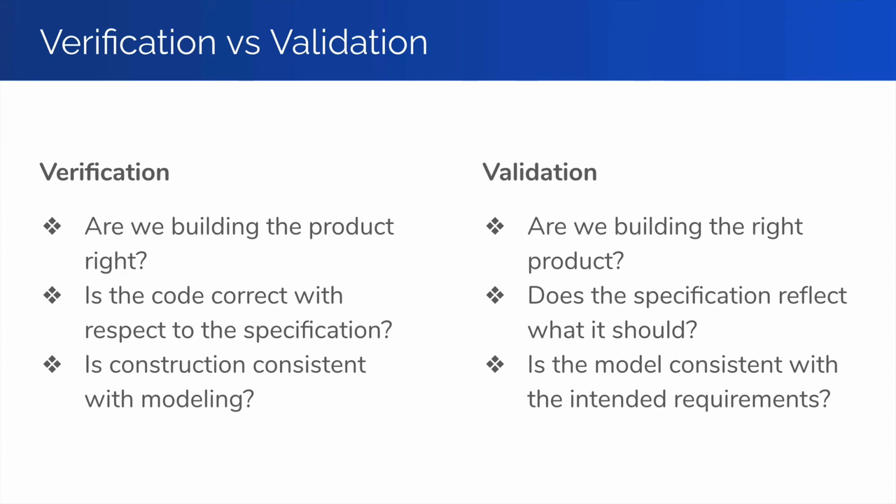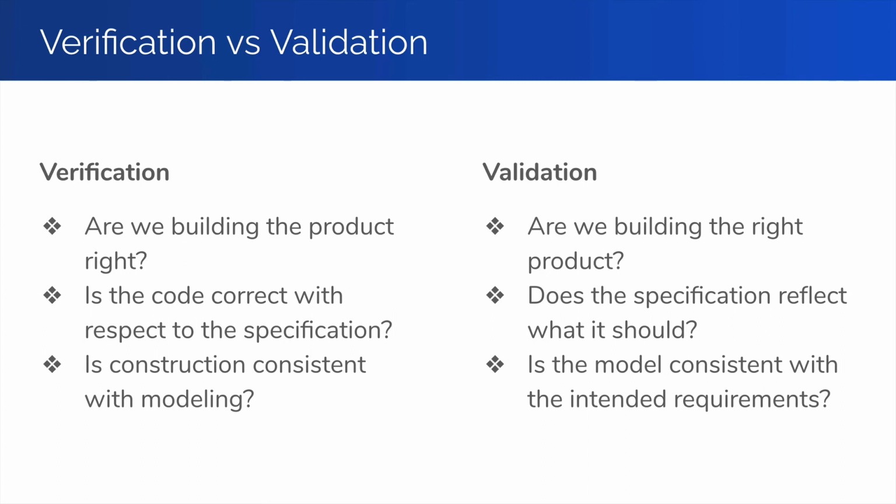A quick way of distinguishing between verification and validation is by saying that verification tells you if you are building the product right, and validation tells you if you're building the right product. Okay, so in other words, for verification, are you building the product right? Are you building it correctly based on the specification of that product? Does the code meet the specification? For validation, are you building the right product? In other words, are you building what your customer really wants you to build?